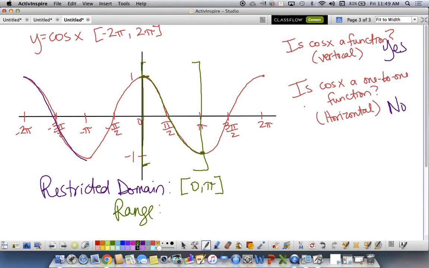Where do we start? Where do we end? Or where do we go down and up to? We always start with a smaller number. Our range will be negative 1 to 1. That will be the same with sine and cosine. It's just our domain that will be different.